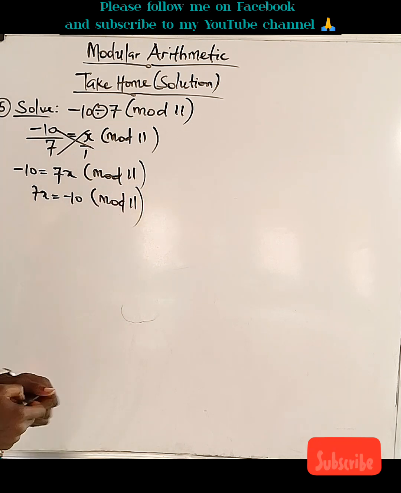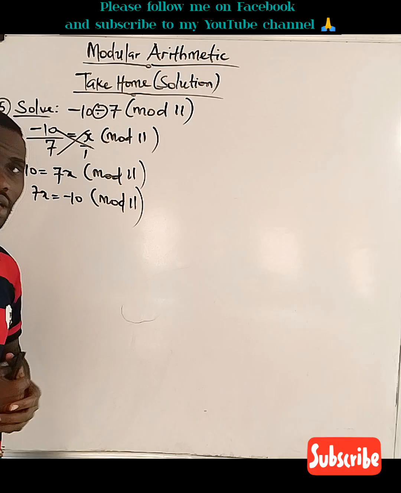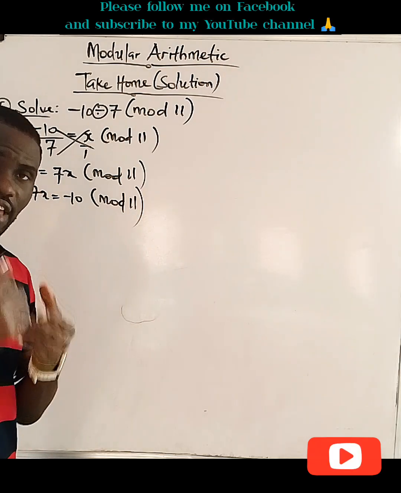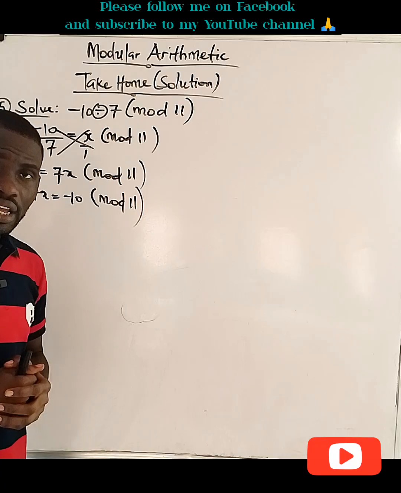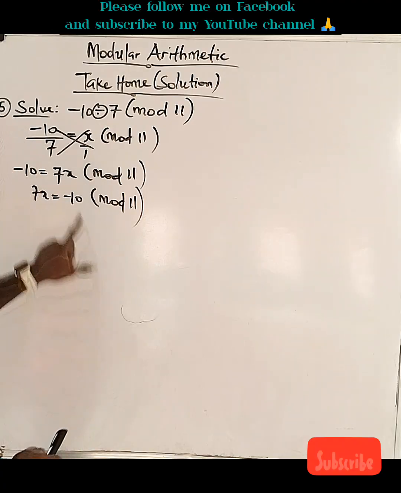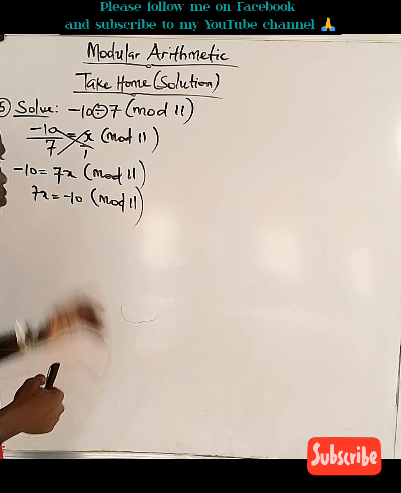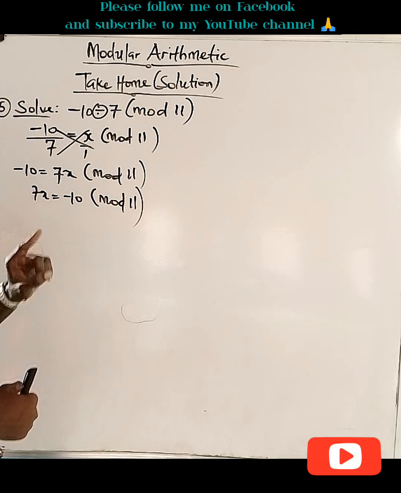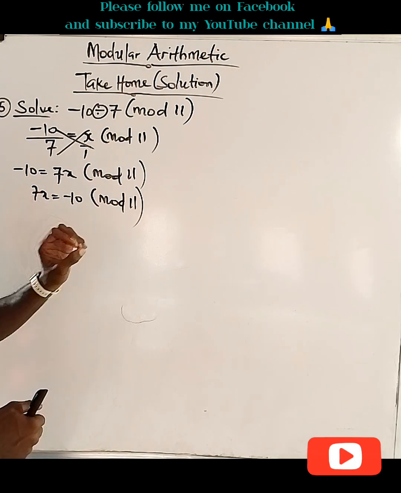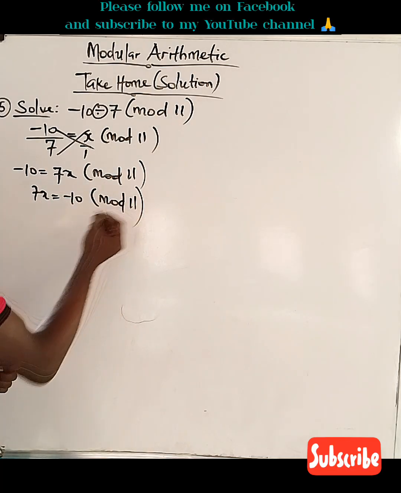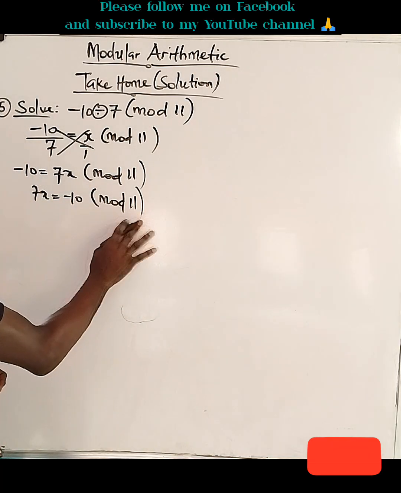For those that have been following this lesson, you know what we're going to do next. We're going to use 11 to create a table. We're going to get the multiples of 11. Each multiple we get, we add it to the minus 10, and we end up having an equation like this. Don't forget we are looking for x. Once we get the value of x, that is our result for minus 10 divided by 7 in modulo 11. So quickly, let's get the multiples of 11.